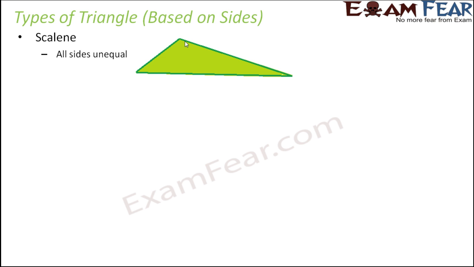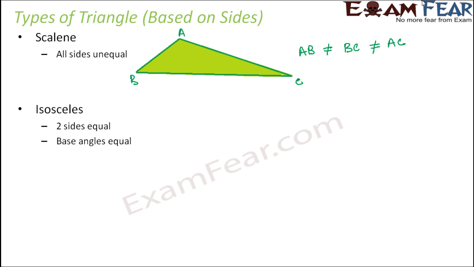Let's say that the name of this triangle is ABC. So in this type of triangle, the length of AB is not equal to the length of BC, is not equal to the length of AC. So each of their lengths are different. That is called a scalene triangle.